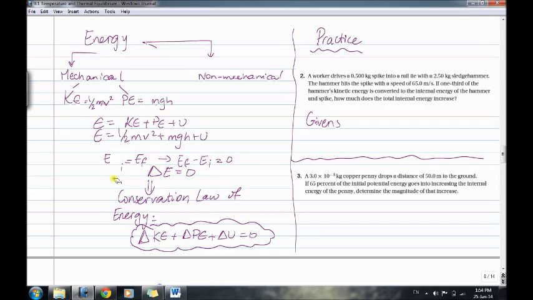Then we're going to have EI, initial, equals EF, so it will be EF minus EI, which equals 0. So delta E, or the energy, will equal 0. So the conservation law of energy is delta KE plus delta PE plus delta U, which is the internal energy, equals 0.